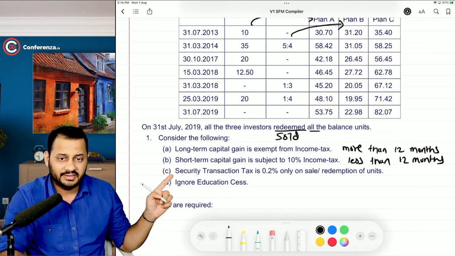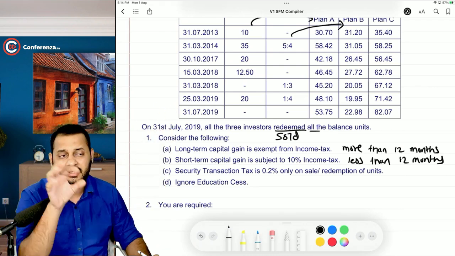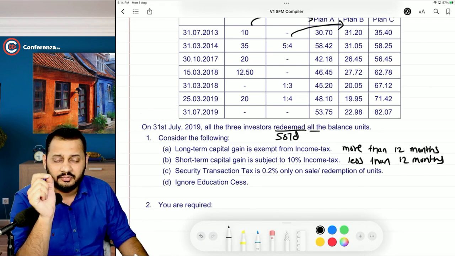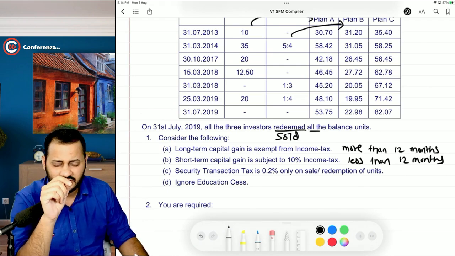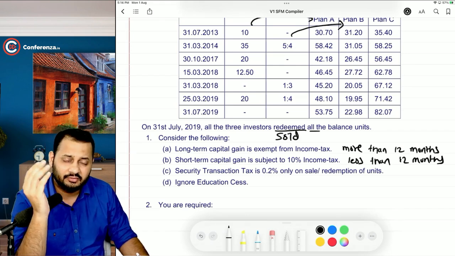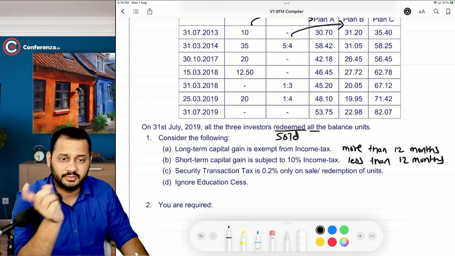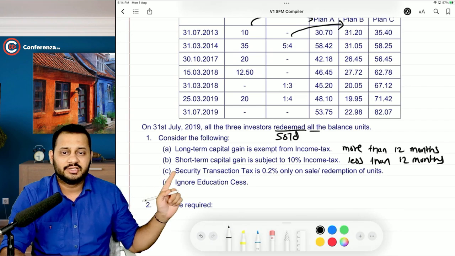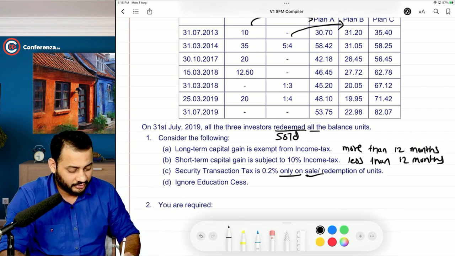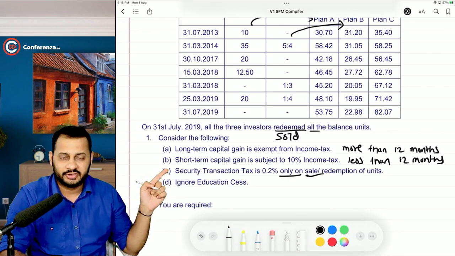Now, securities transaction tax in terms of shares and securities, it is 12 months. I think if you apply the accounts knowledge here, or I think tax knowledge here, then long term and short term in the other assets are for 36 months. I think 36 months is also a slab for the other assets, but for securities it is 12 months. Securities transaction tax is 0.2% only on sale or redemption of units. So when you are buying, there is no STT in this question.